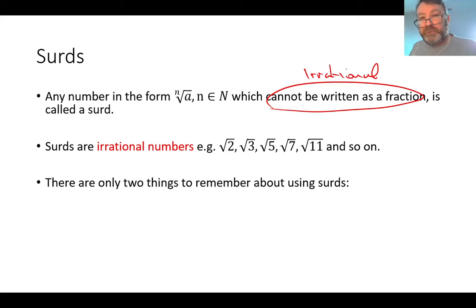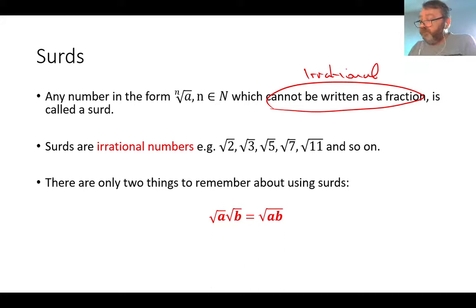Now why do I not include root 9 there? I don't include root 9 because root 9 is 3 and 3 is rational. Okay, so really at the end of the day, surds are the roots of the prime numbers. That's basically it. There are only two things to remind us about, or to remember about surds, and that is the following.